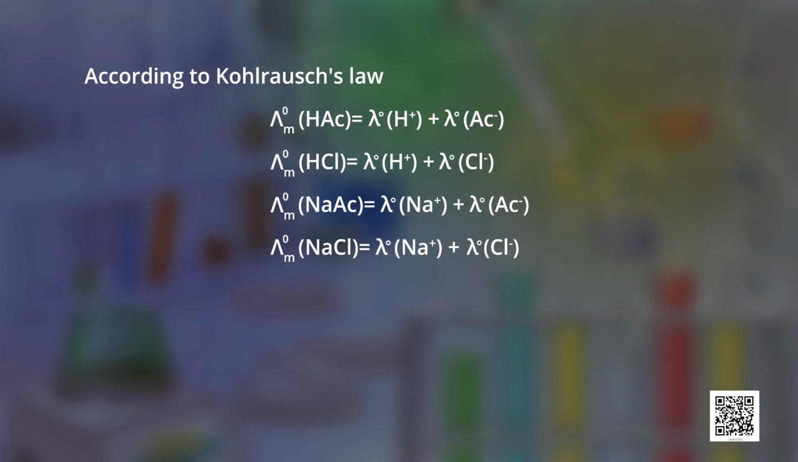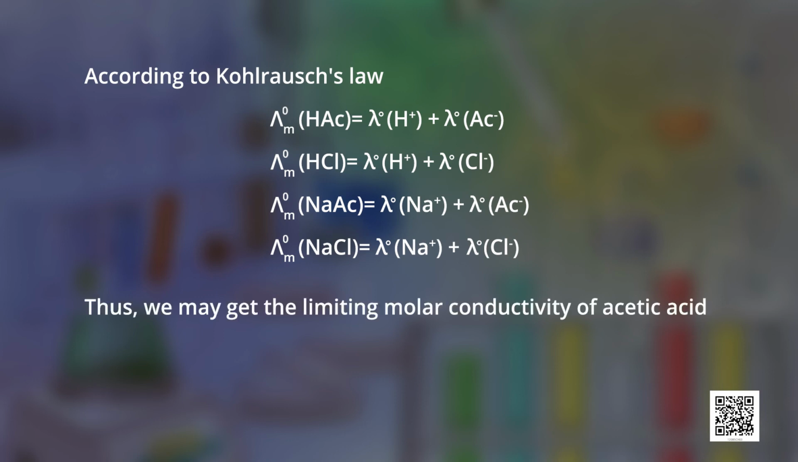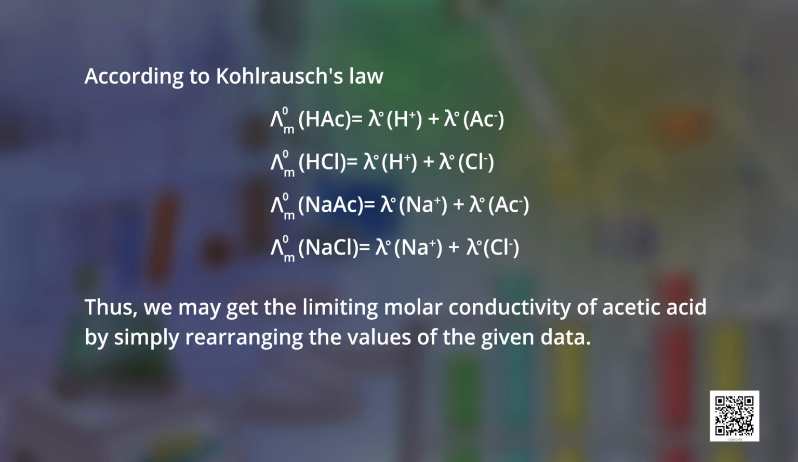Thus, we may get the limiting molar conductivity of acetic acid by simply rearranging the values of the given data: lambda m naught of acetic acid is equal to lambda m naught for hydrochloric acid plus lambda m naught for sodium acetate minus lambda m naught for sodium chloride.